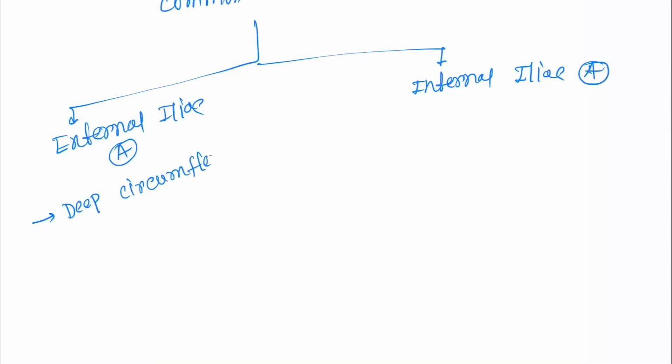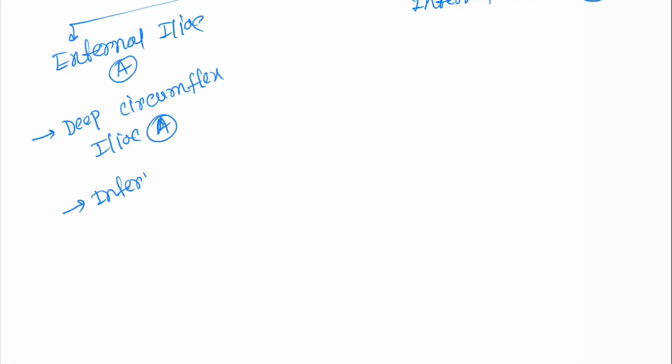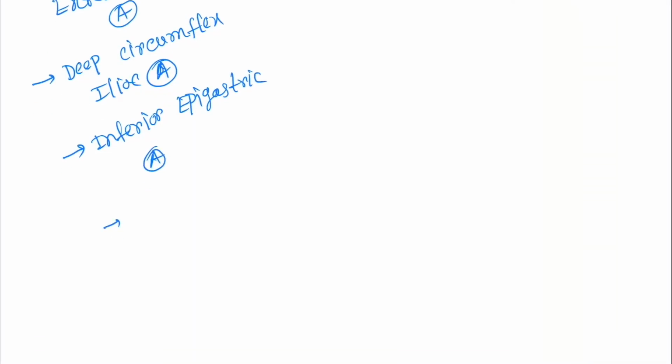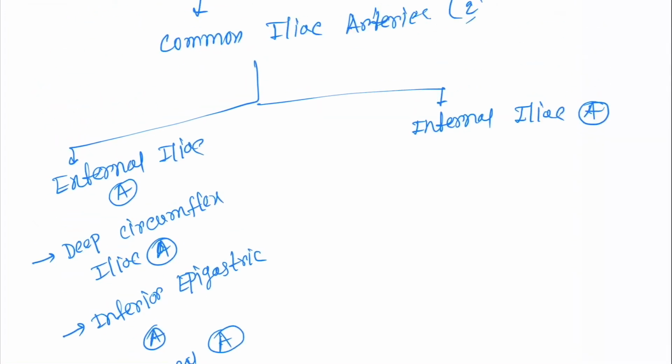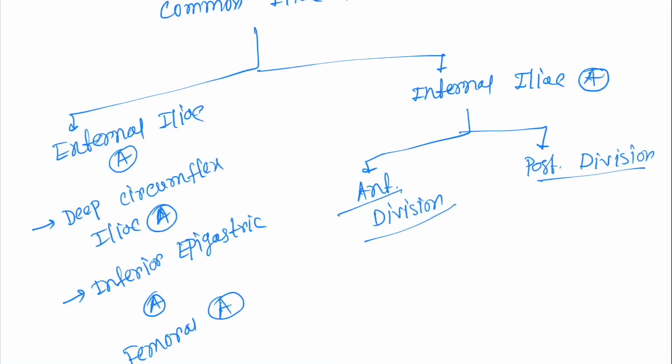deep circumflex iliac artery, inferior epigastric artery and femoral artery. Internal iliac is further divided into anterior division and posterior division. So let's see anterior and posterior.